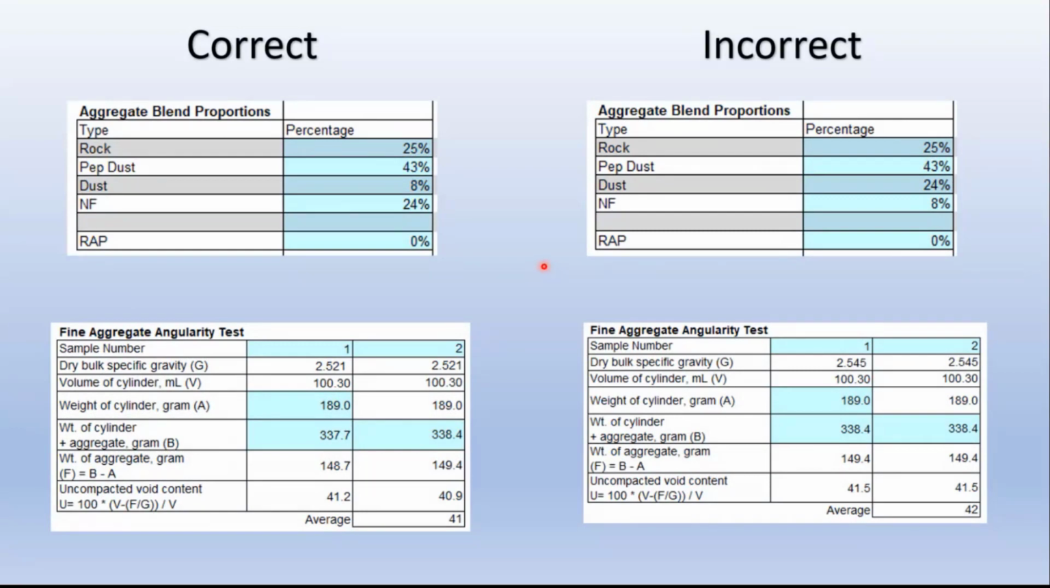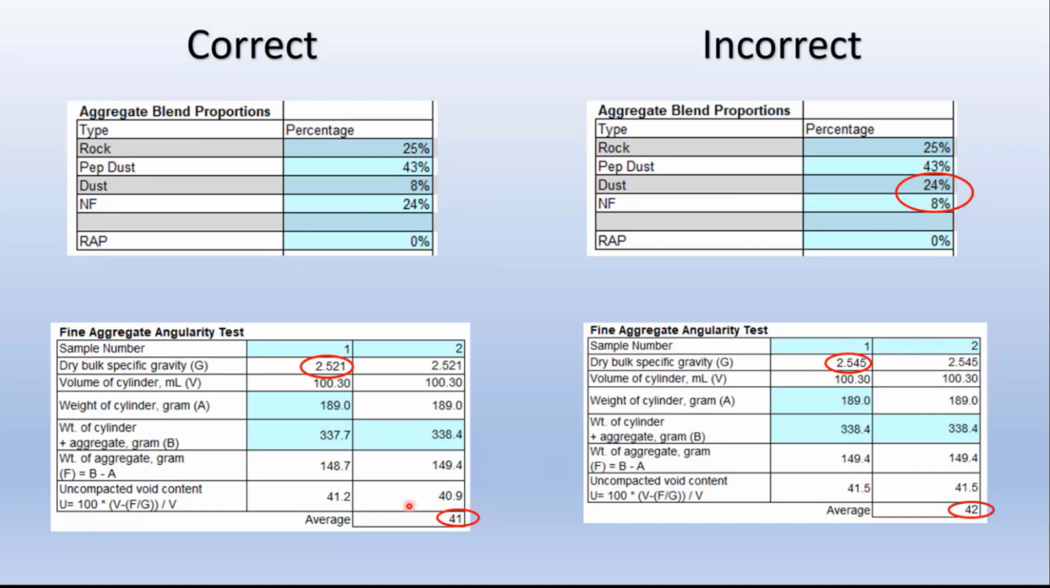And this is what happens when, let's just say, you mistyped the number or you weren't paying attention or you're just in a hurry. Here's the correct way to type it in. Perhaps someone got in a hurry here and flipped the two columns around between the dust and natural fines. Once again, you can see how it changes the dry bulk specific gravity. And in this case, they thought they had an FAA 42, but it was really an FAA 41.